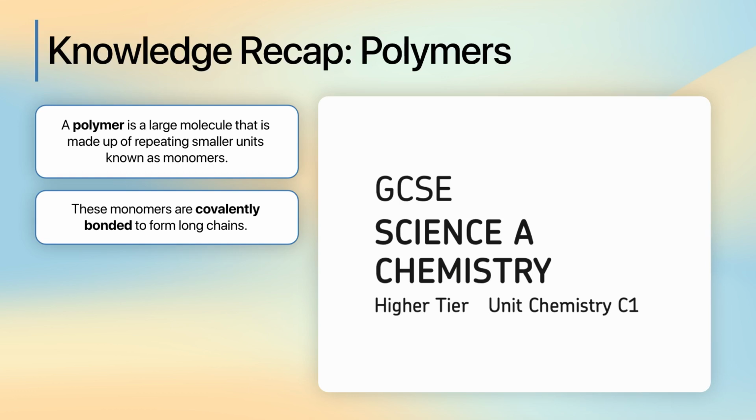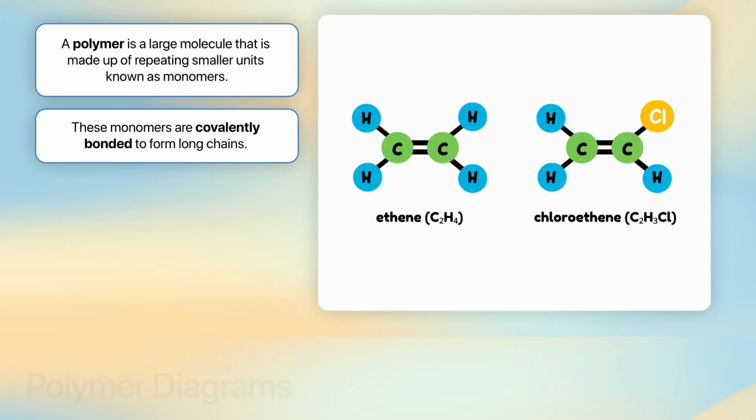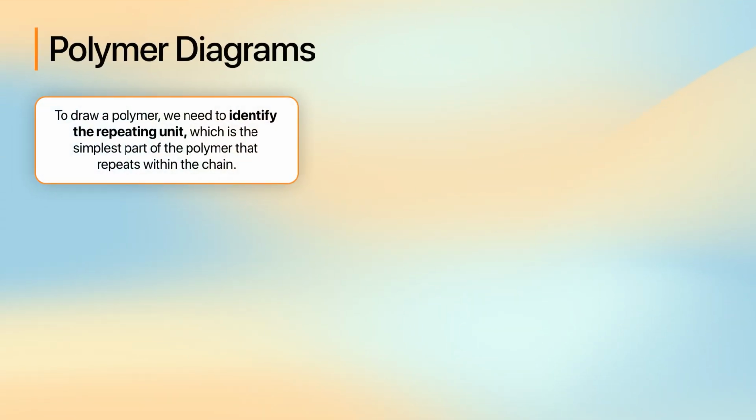Also note that we will be referring to substances such as ethene and chloroethene, which you may not have seen before. We will also examine those in the organic chemistry unit. For now, we are only interested in them as examples to illustrate polymerization. To draw a polymer, we need to identify the repeating unit, which is the simplest part of the polymer that repeats over and over again within the chain.